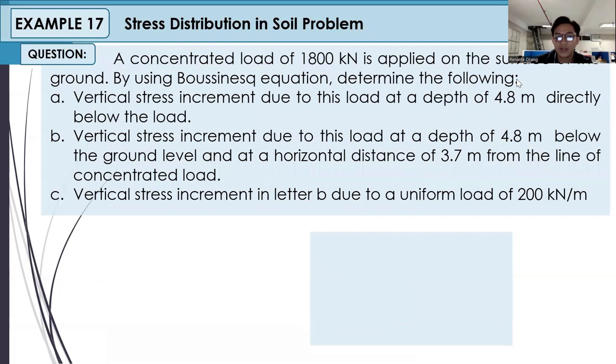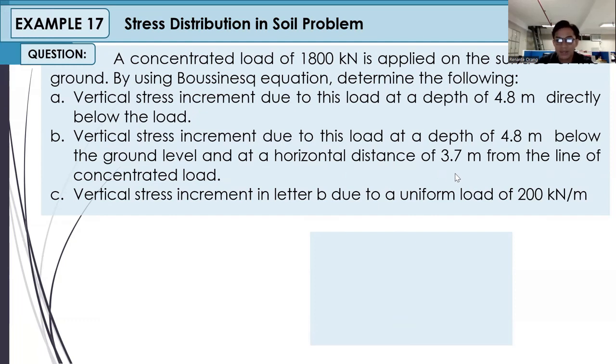Here we have a concentrated load of 1,800 kN applied on the surface of the ground. By using Boussinesq equation, determine the following. First one, we have vertical stress increment or increase due to this load at a depth of 4.8 meters directly below the load. So, nasa baba lang yung ating hahanapin. Next, letter B, we have vertical stress increment due to this load at a depth of 4.8 meters below the ground level and at a horizontal distance of 3.7 meters.